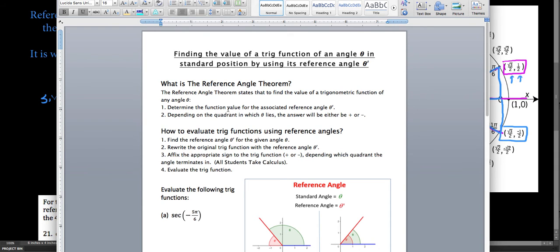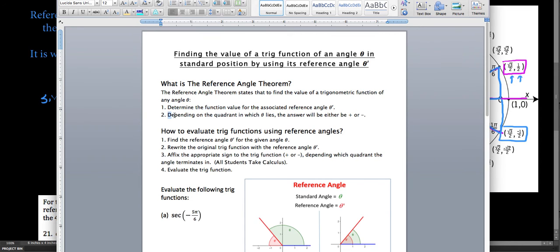So everybody's going to get this paper from me, but let's take a look at what it says. It says finding the value of a trig function of an angle theta in standard position, but by using its reference angle theta prime. So our reference angle theorem, this is a pretty neat thing here. It says the reference angle theorem states that to find the value of a trig function of any angle theta, the first thing we're going to do is determine the value of the associated reference angle theta prime.